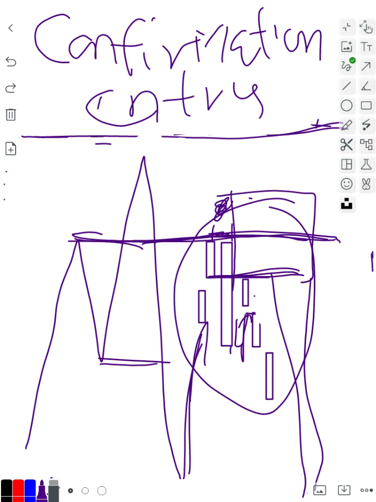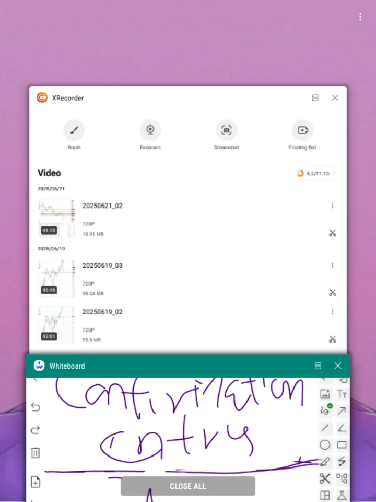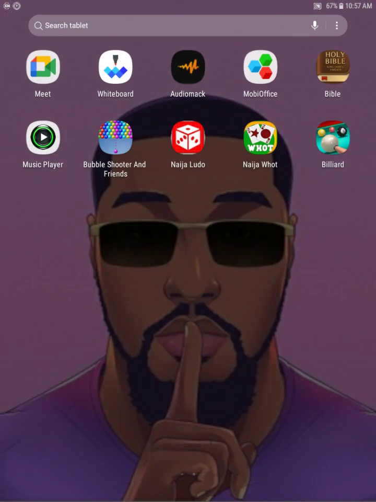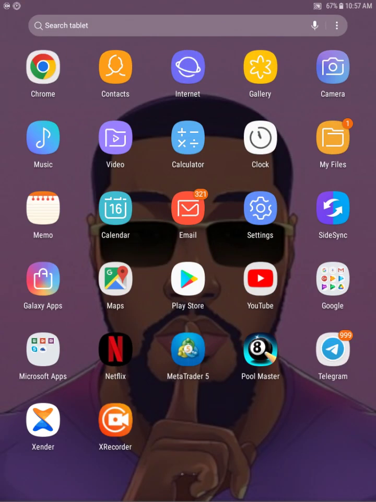Confirmation entry: you wait for price to engulf. After touching your point of interest, you wait for price to engulf, then pull back to this level that was engulfed before you start selling. Now let me go to the chart and show you so that you see what I'm doing. This video is not supposed to be too long. I just have to show you. I'll just mark levels and I'll show you.